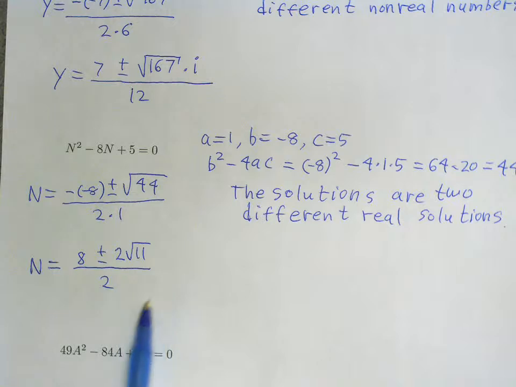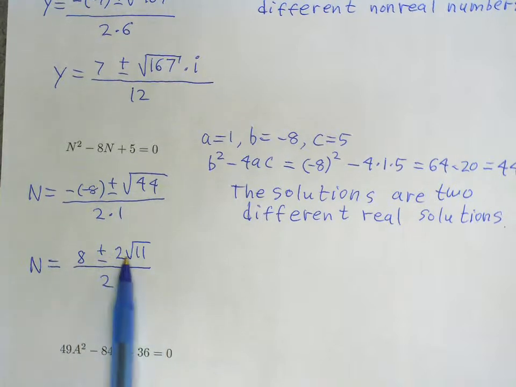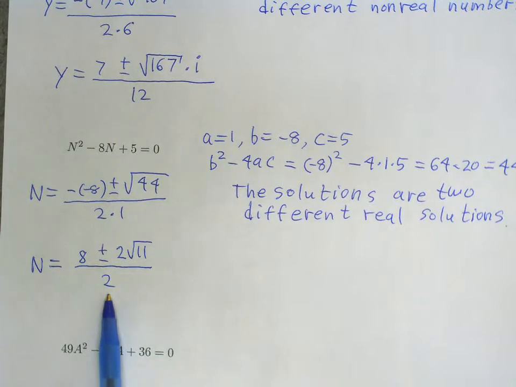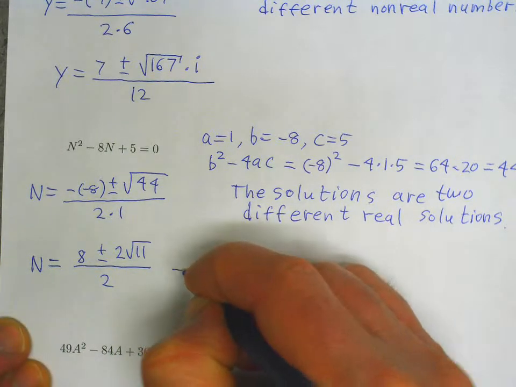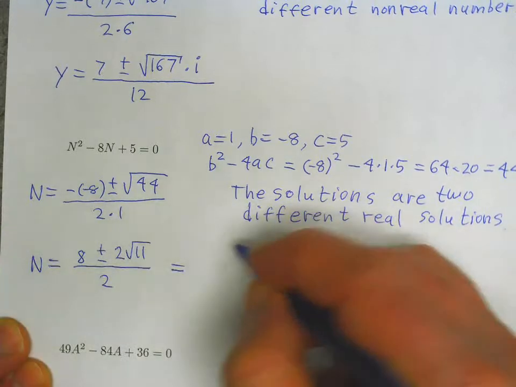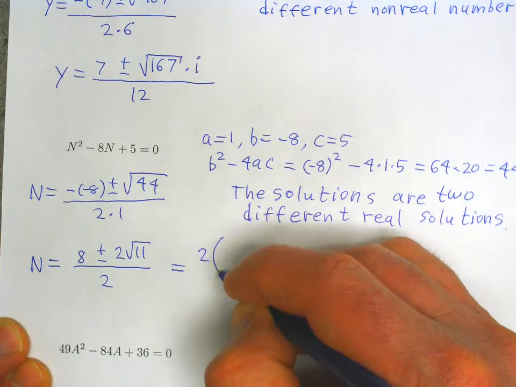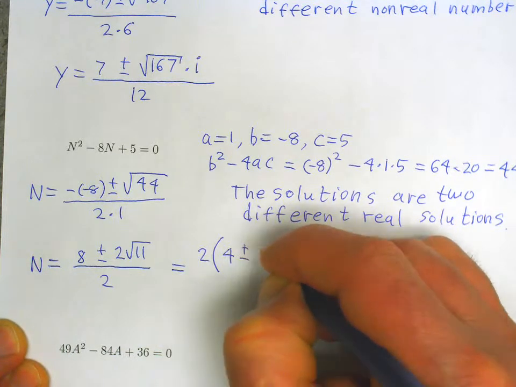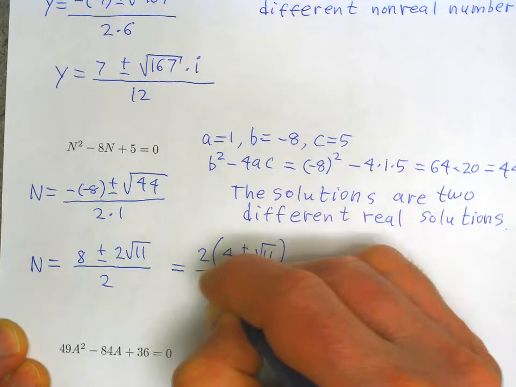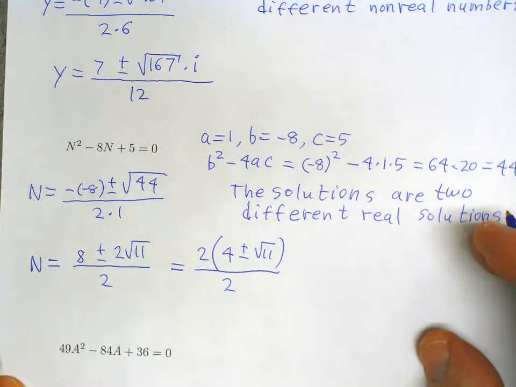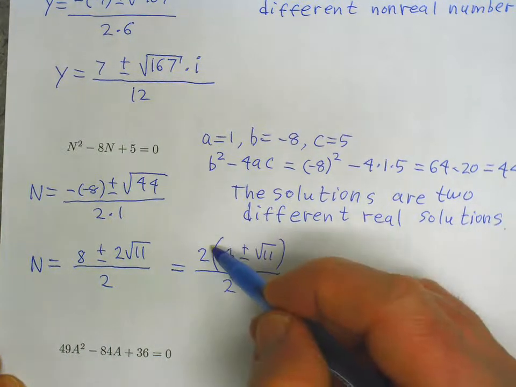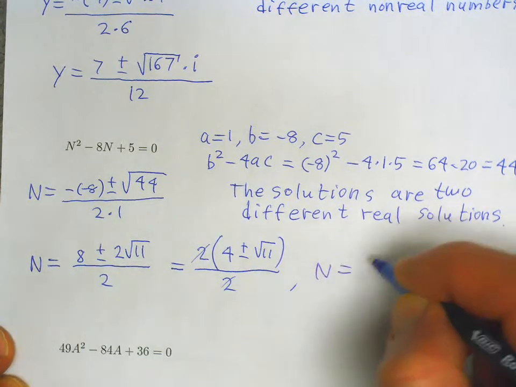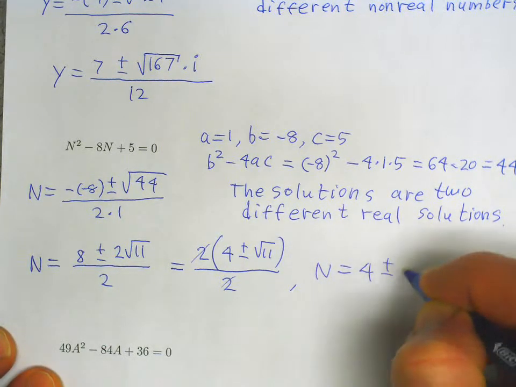And we can simplify further. Every term in the numerator has a common factor of 2, and the denominator has a factor of 2. So I'll factor 2 out of every term in the numerator, so it's 2 times the quantity 4 plus and minus the square root of 11, all divided by 2. And 2 divided by 2 is 1, so the solutions are 4 plus and minus the square root of 11.